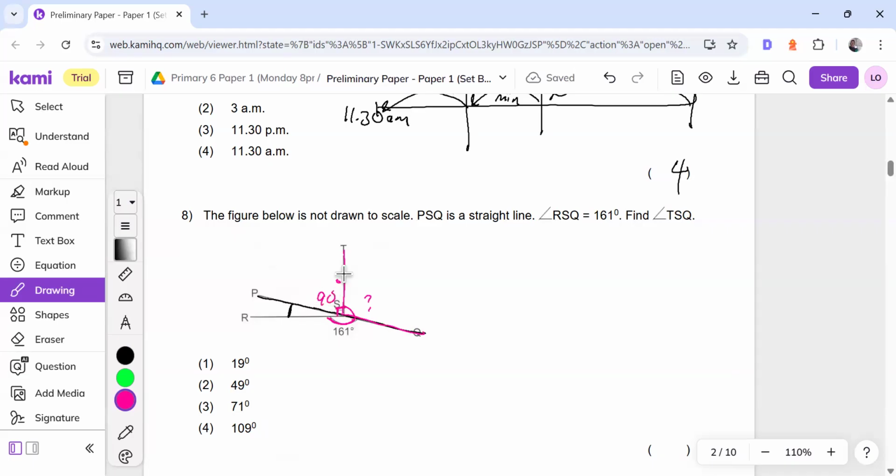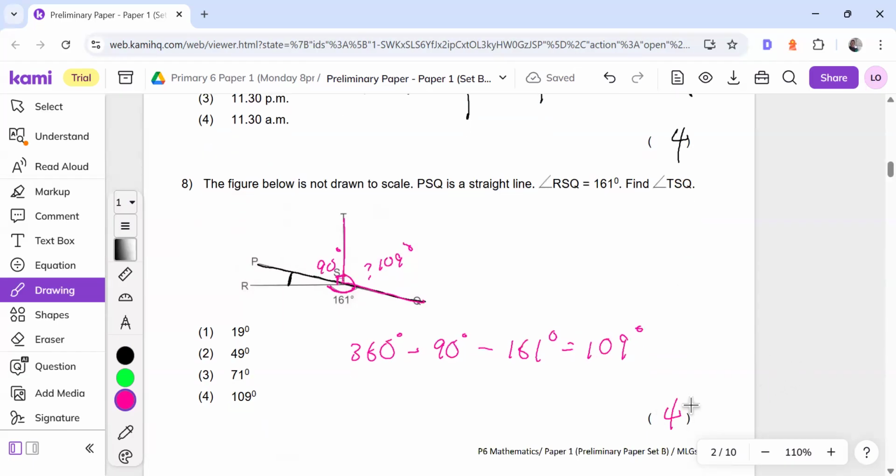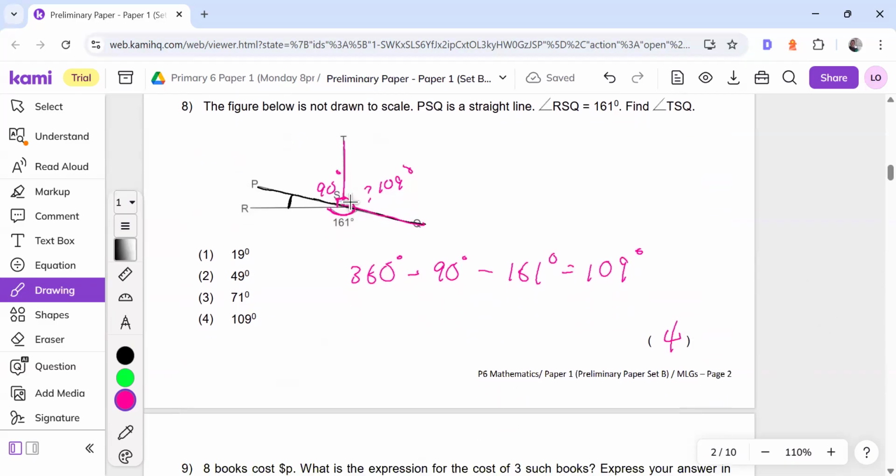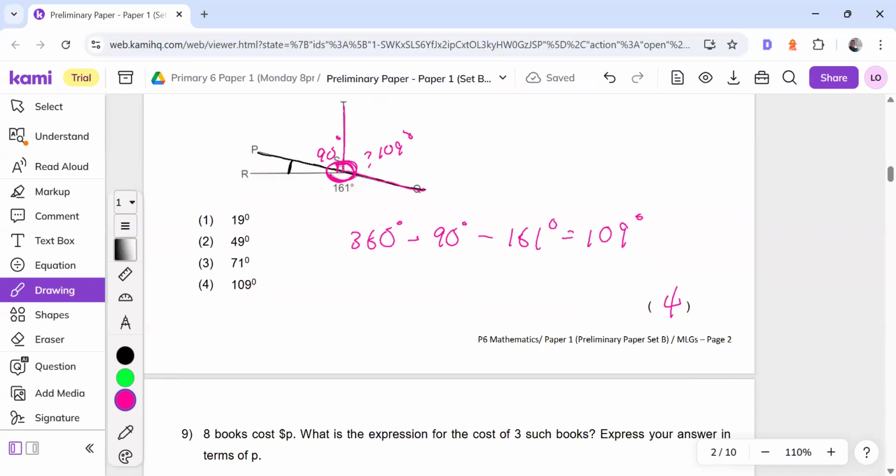So all you have to do is just take 360, the angle at the point, minus 90 minus 161, and then you get the answer. So I will use my calculator to get the answer faster. Of course you have to do working. So you will get 109 degrees. So the question mark is number 4. Any question? Angles at a point. So there's a property here. When the angles form a circle, that will be 360 degrees.